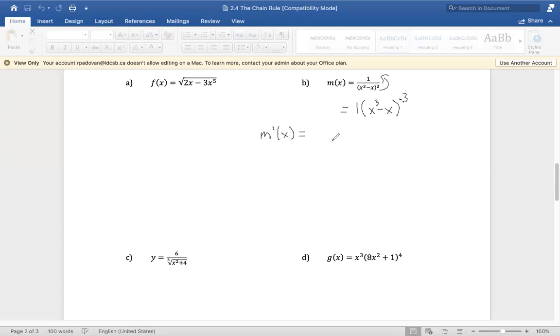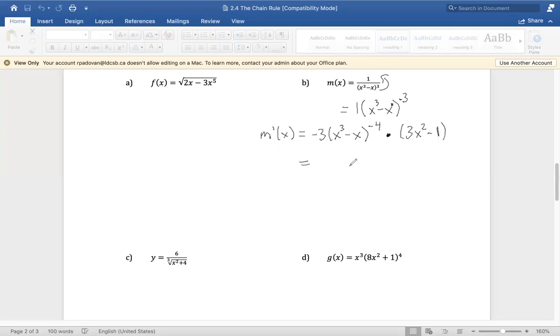So m prime of x is equal to, same thing, bring that exponent out front, so -3, leave the inside alone, x cubed minus x. Now be careful here when you're subtracting 1. -3 subtract 1 is -4, right? Multiplied by the derivative of the inside, so 3x squared minus 1, because the 1 as an exponent would go in front and then you'd have x to the power of 0, but the 1 would still be there. Now it's just a matter of cleaning it up.